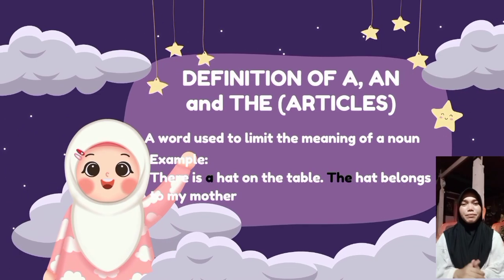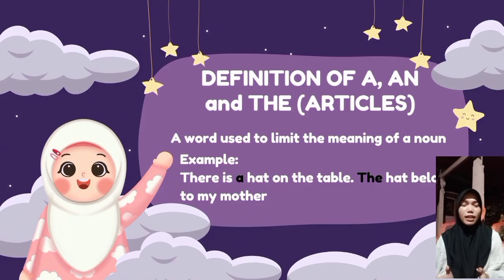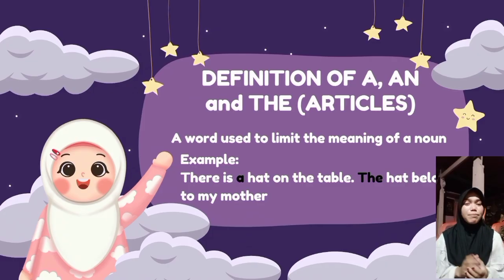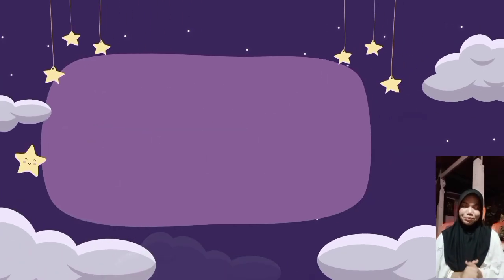For example, there is a hat on the table. The hat belongs to my mother. Look at the first sentence, especially at the black writing, it is a hat. A hat is still general and unspecific, while in the second sentence, especially in the black writing, it is the hat, which indicates that it has been explained in the previous sentence, so the use of the in the sentence is used to provide information that the intended object is clear.